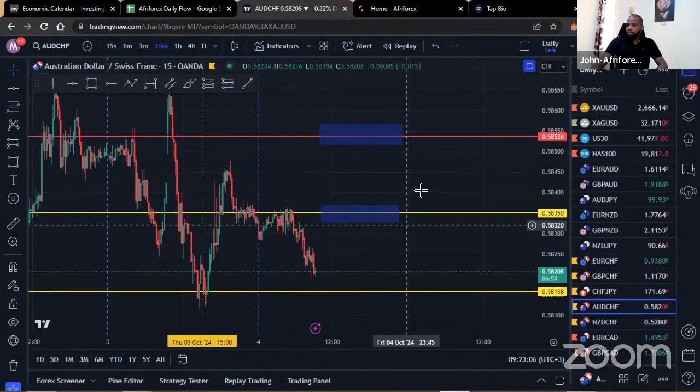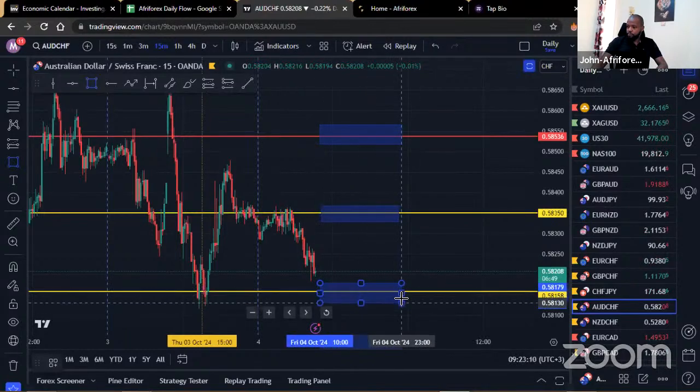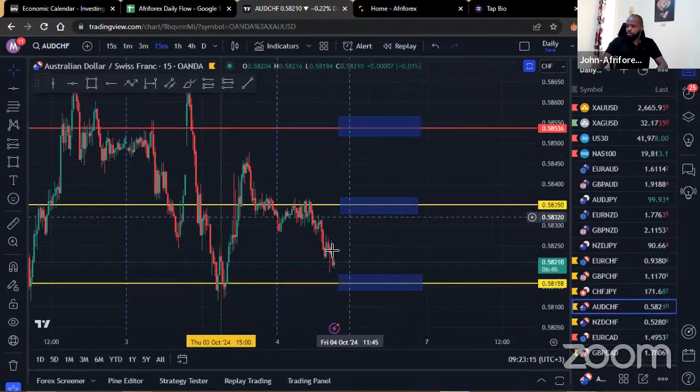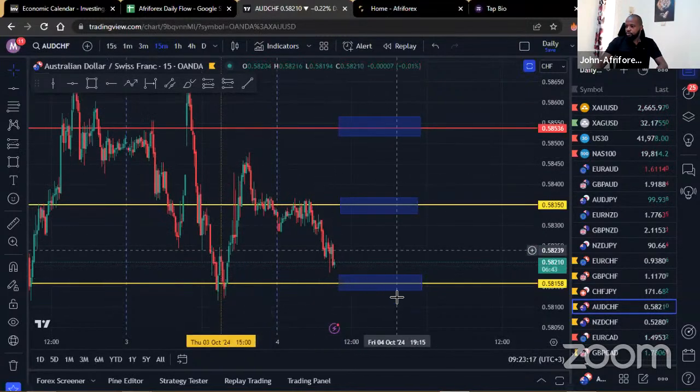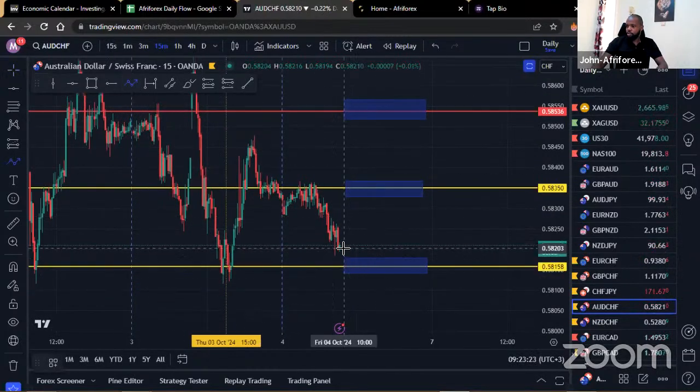So the next one, this is the Australian dollar against the Swiss franc. This is a new entrant on our watch list, and we will be trying to see whether we can get some selling opportunities on this one. So these are the three areas we will be watching out for. Don't look for the sells when the market is so close within this region. Wait for the market to actually break to the downside.